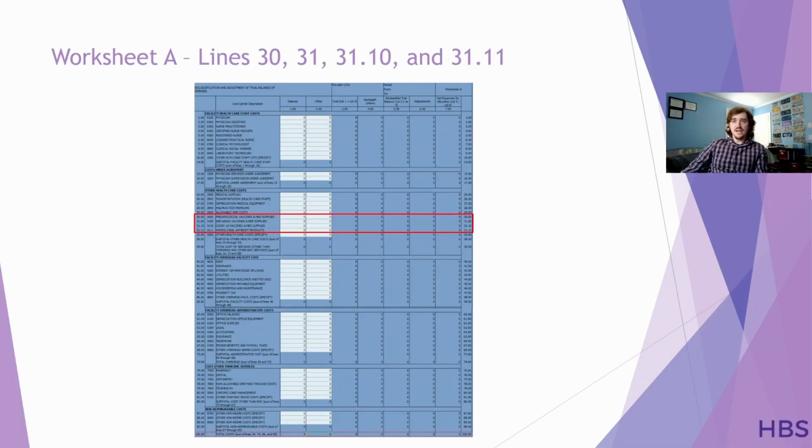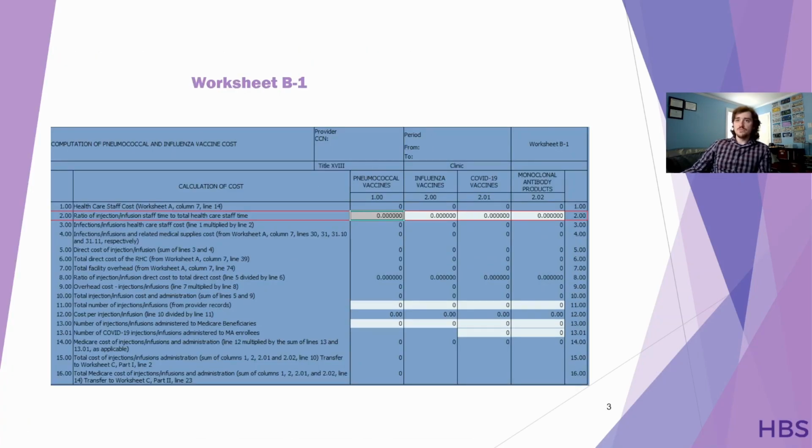Before we get to Worksheet B-1, as with most things in the cost report, we're actually going to start on Worksheet A. Lines 30, 31, 3110, and 3111 is where vaccine costs start. Usually they'll start in line 25, medical supplies, and then be reclassified to these lines based on invoices that show actual costs specifically related to the vaccines. But once they're in these lines, that's where Worksheet B-1 comes in. And those values are imported over into line 4 on Worksheet B-1.